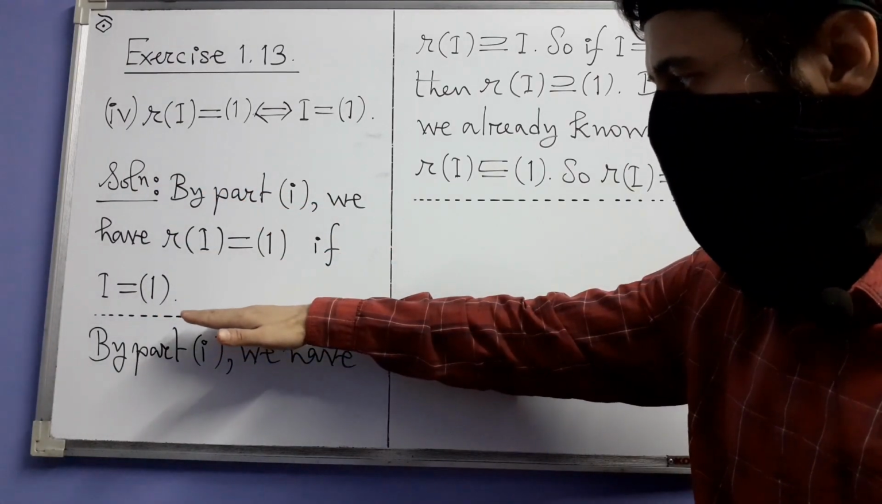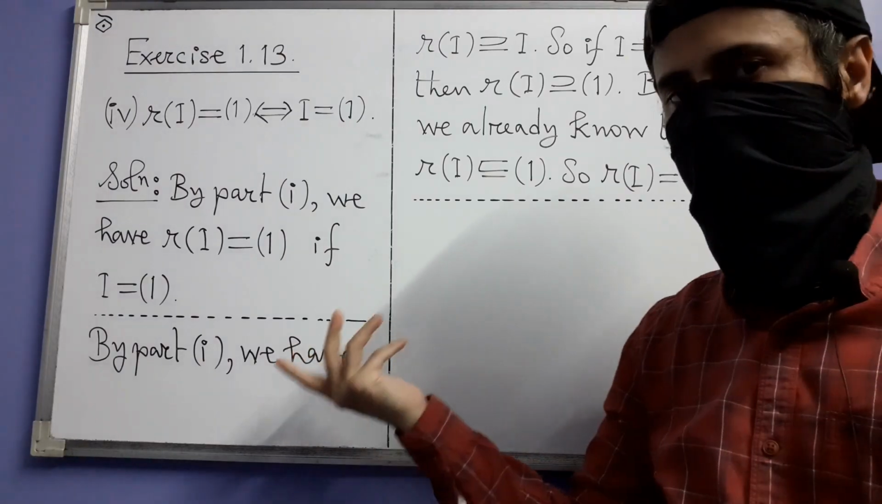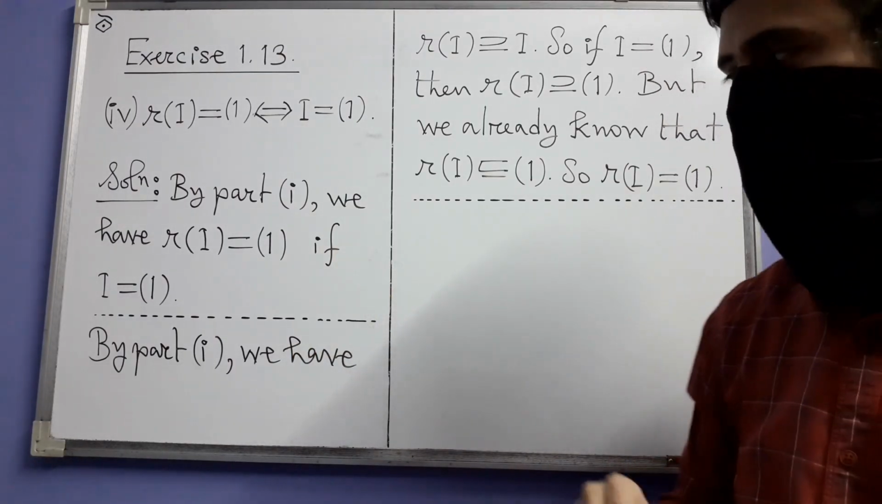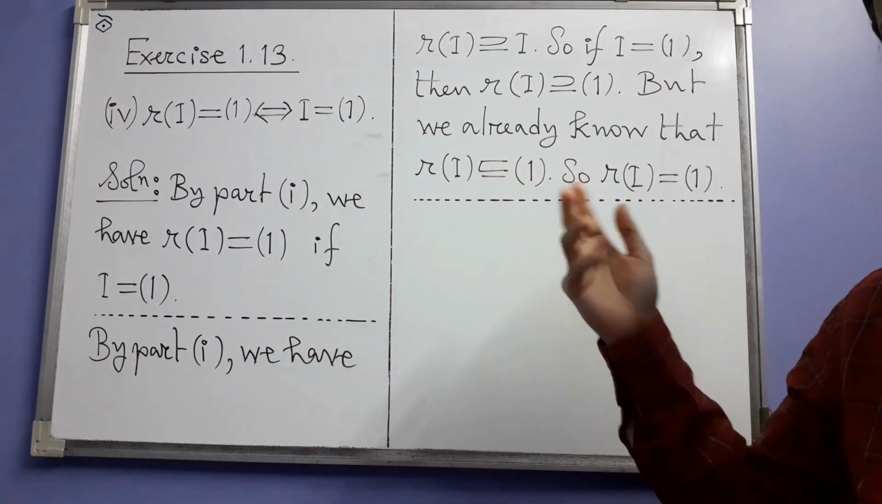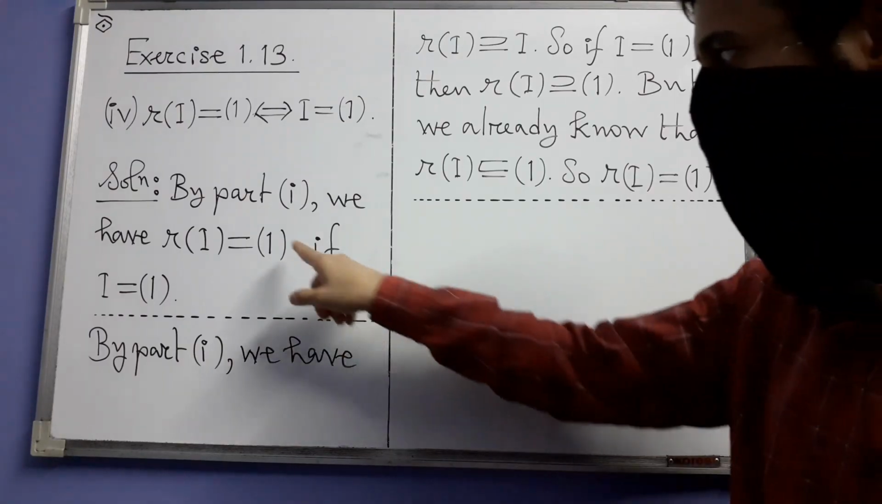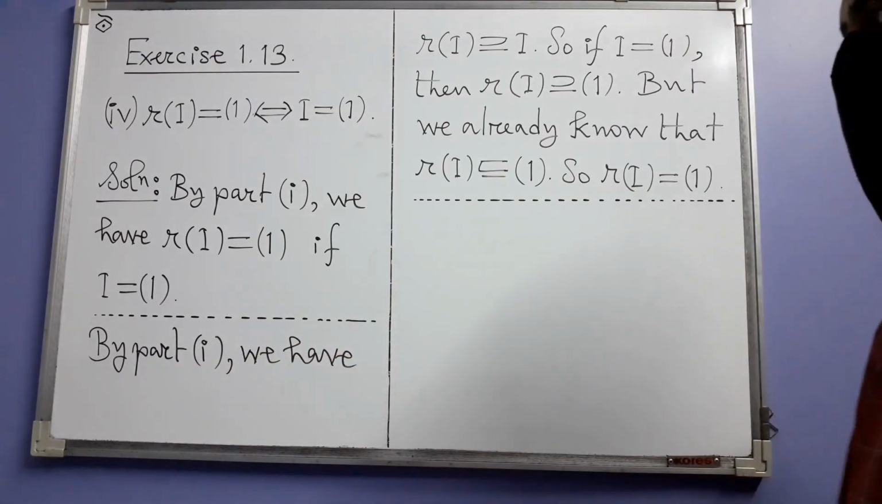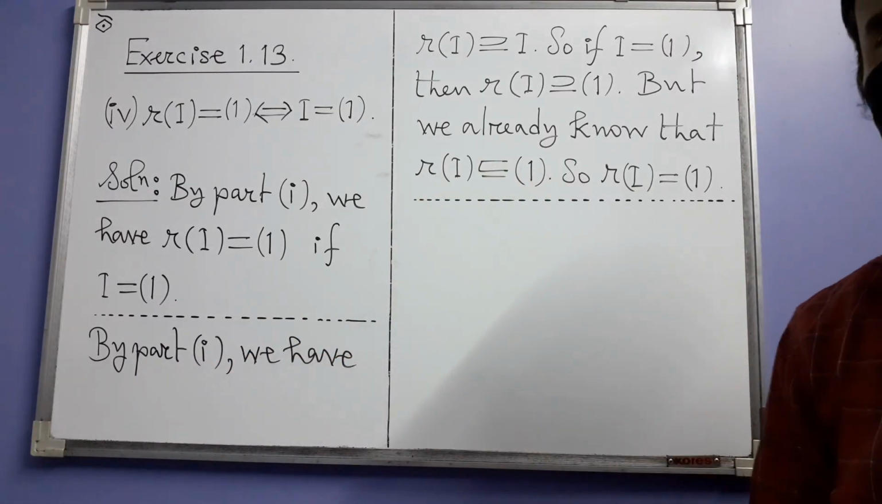I have kept this part separately because I don't think it should be included in this solution. It is something very easy which we should be able to instantly think of and understand. This much is enough. It's enough to write just this much. Now we go for the other implication.